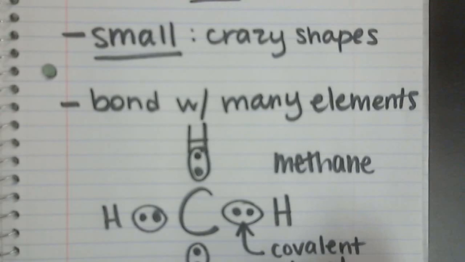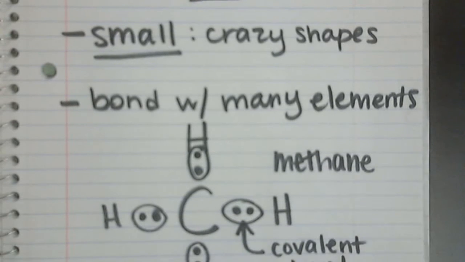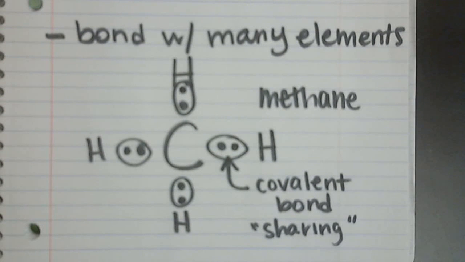You remember covalent bonds are sharing bonds. The other type of bond, an ionic bond, would be where the electrons are completely transferred. With covalent bonds, though, we share.